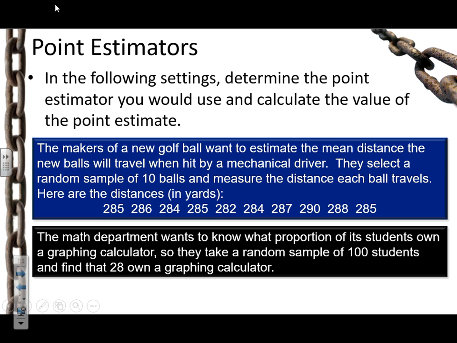Second scenario, the math department wants to know what proportion of its students own a graphing calculator. So they take a random sample of 100 students and find that 28 own a graphing calculator. In this particular scenario, what would our point estimator be? P hat. So we'd be looking for a sample proportion. What would be the point estimate?